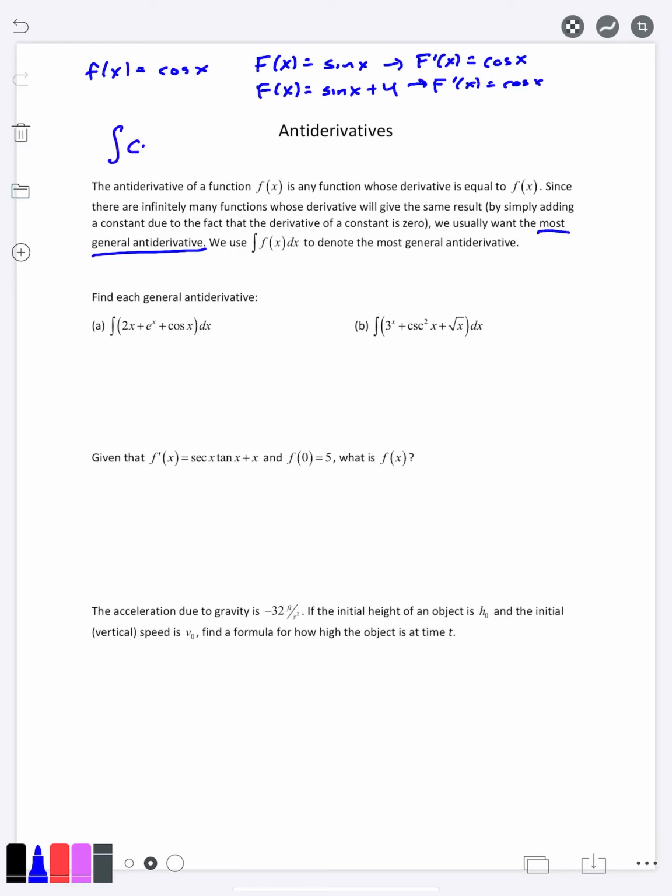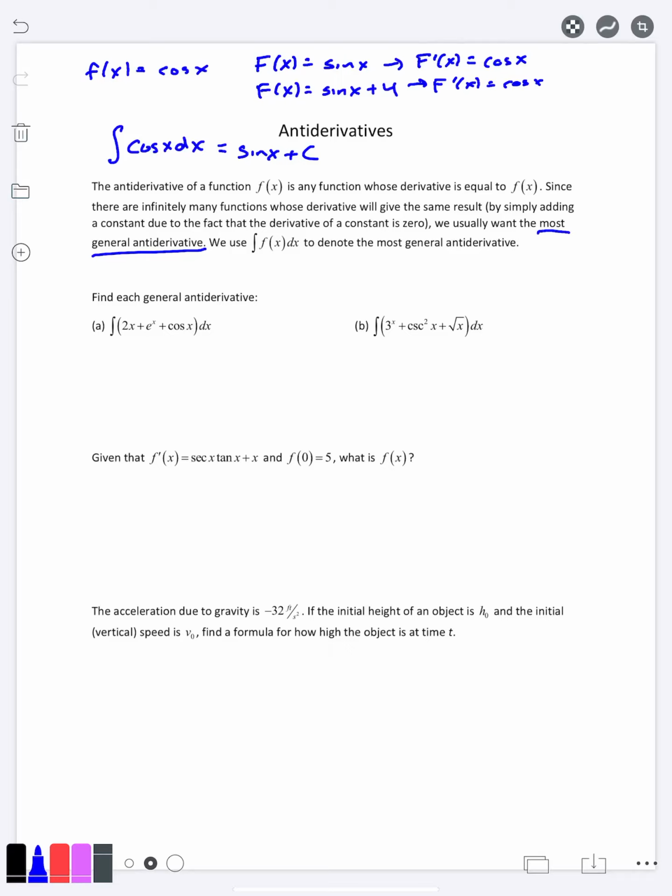So we're going to write the following here. First off, this weird squiggly symbol, this weird dx thing, we will explain more in the future. But for right now, that symbol means the most general antiderivative. And the most general antiderivative of cosine x would be sine x plus some number c. Okay, so that is our most general antiderivative of cosine.